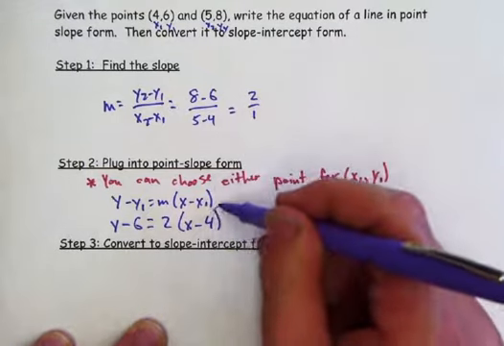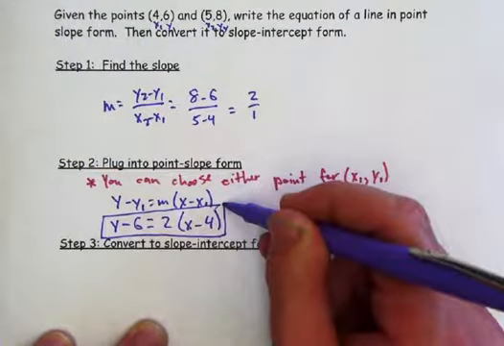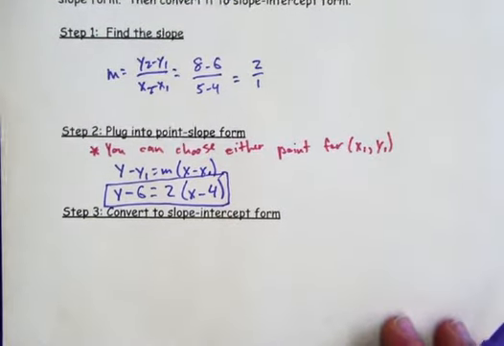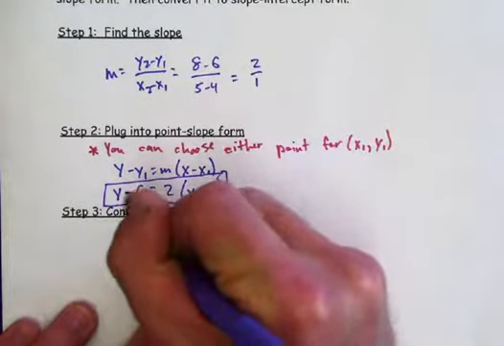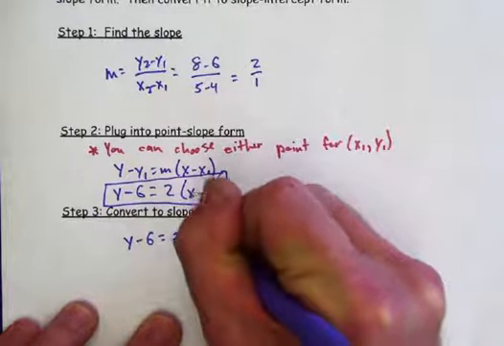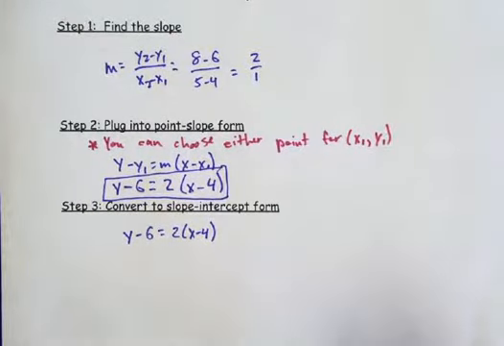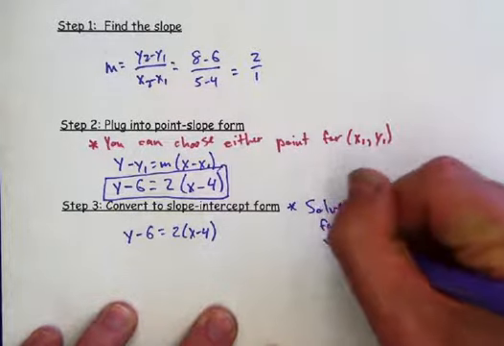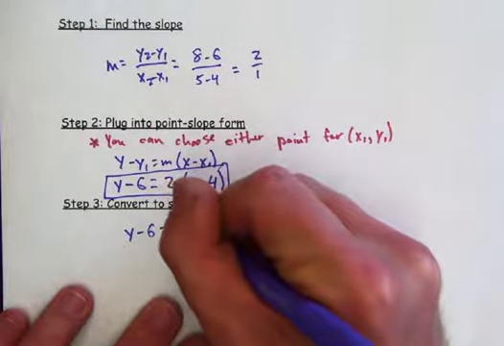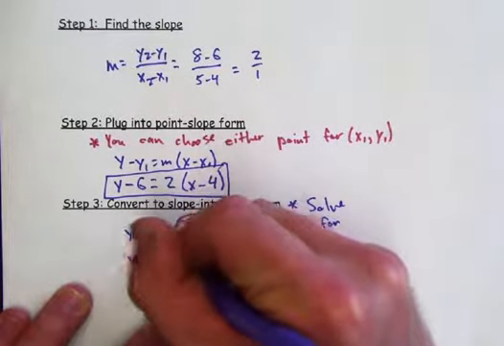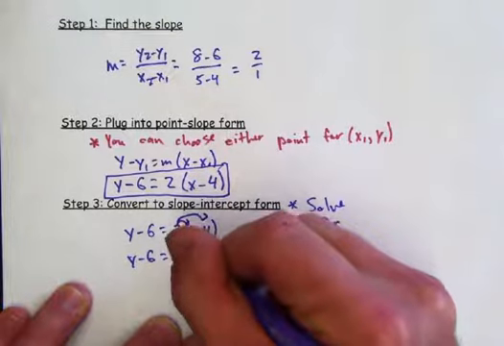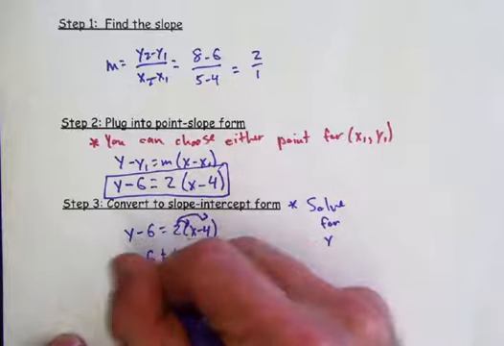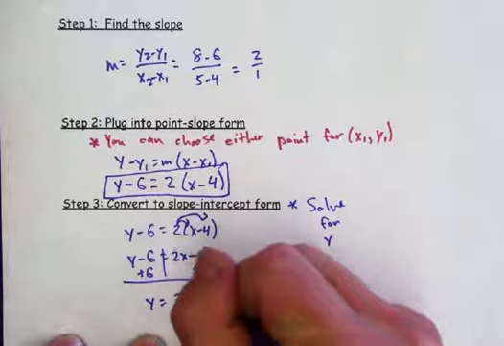Now we have an equation in point-slope form, right? So how do we solve to get into slope-intercept form? We're just going to solve for y. So y minus 6 equals 2 times x minus 4. I'm going to solve for y. So first I'm going to distribute. I get y minus 6 equals 2x, 2 times x, minus 8. Add 6 to both sides, and we get y equals 2x minus 2.